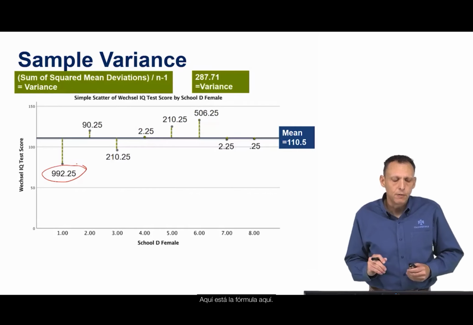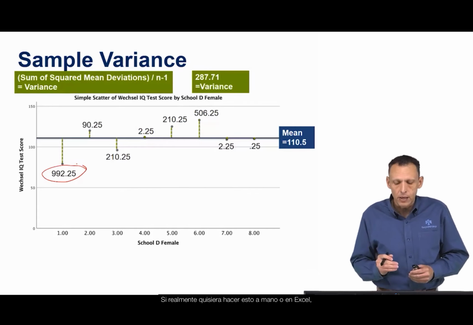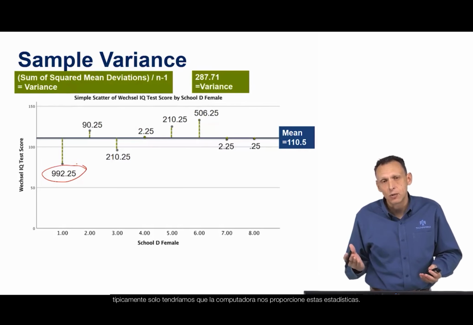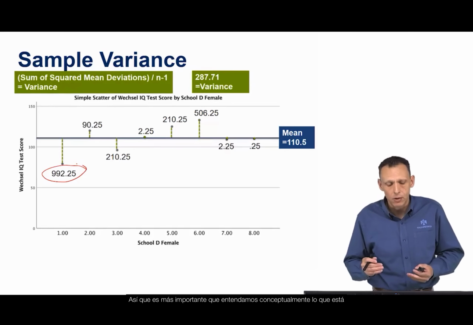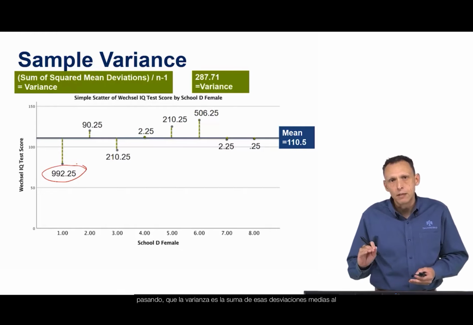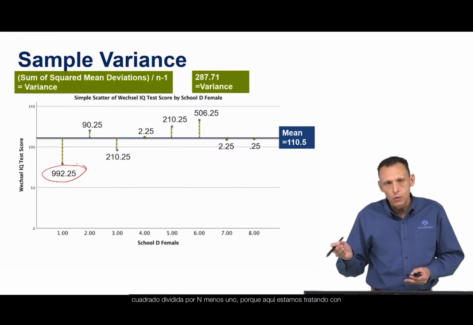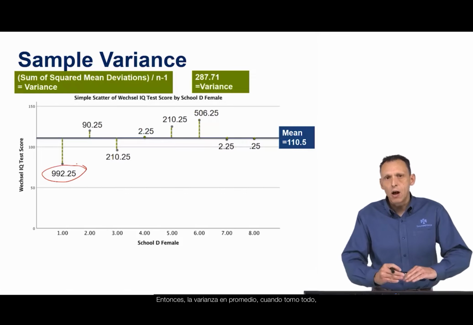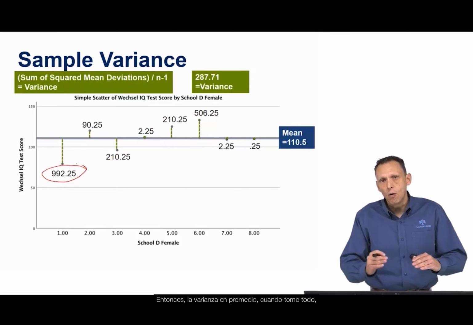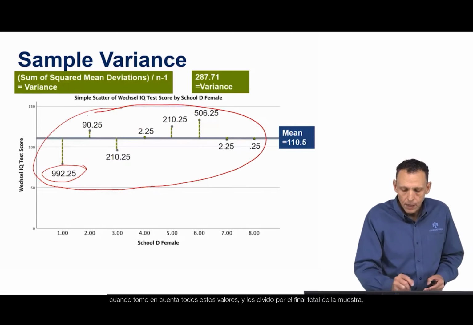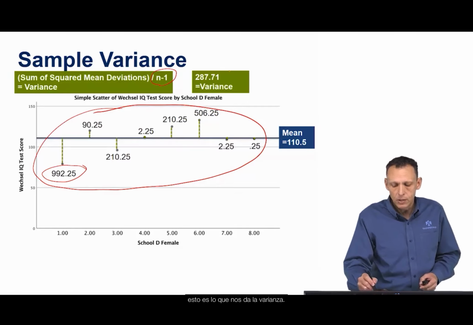Here's the formula here if you actually wanted to do this by hand or in Excel. Typically, we would just have the computer give us these statistics. So it's more important that we just conceptually understand what's going on. The variance is the sum of those squared mean deviations divided by n minus 1, because we're dealing with a sample here. That's going to give us the variance. So the variance on average, when I account for all of these values and divide them by the total in the sample, is what's giving us the variance.